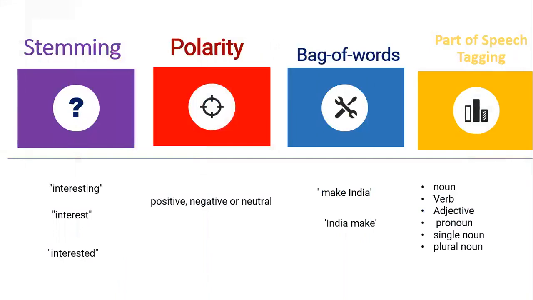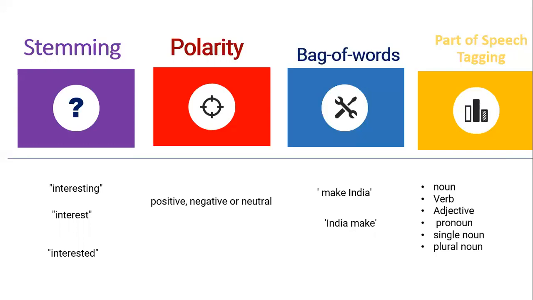Stemming. Interesting, interest, interested are all examples of interest and are all stemmed together. After all, we can stem them back to their original form so that the words would look exactly the same. Polarity. Whether a document or sentence is positive, negative, or neutral is based on its polarity. This term is commonly used in sentiment analysis.